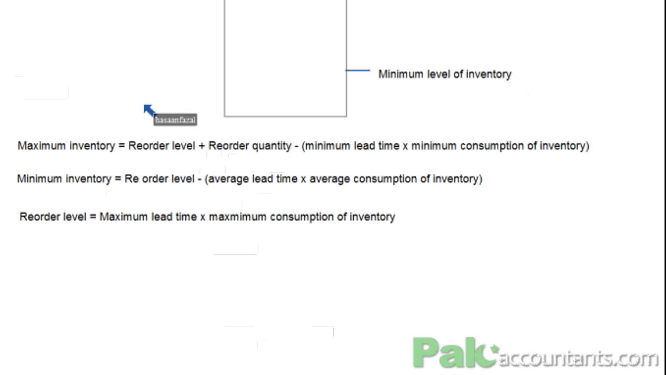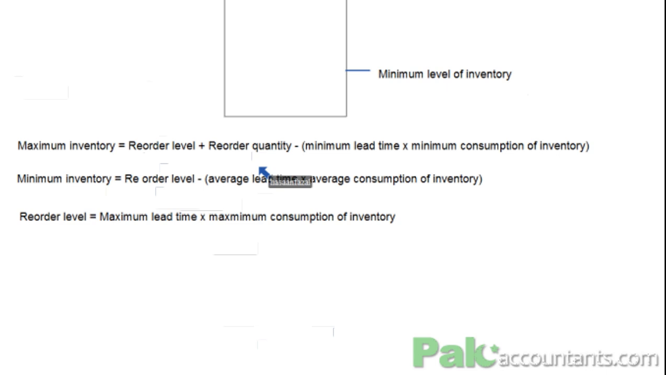Now you can see that you have the value for this, okay, in both of these two formulas. Now reorder quantity, people must be thinking what it's going to be. Well, it's up to you whether you are following an EOQ basis or some other basis.